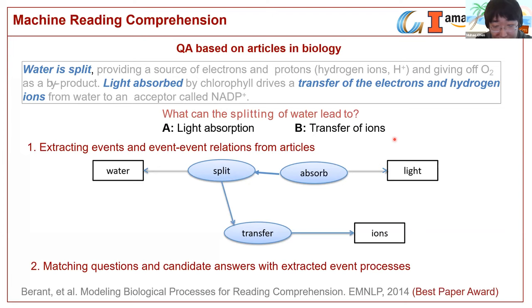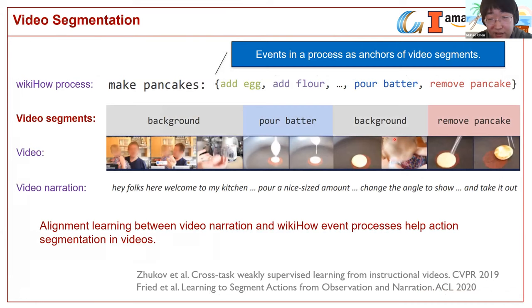Another key application is video segmentation. This task aims at understanding the content of a video, then splitting it into different relatively independent segments. For example, given a video about making a pancake, it may be split into segments talking about the background and different steps of cooking. In several recent works by Zhukov and Fried, this is done by first extracting the narration in the video, then aligning the narration to different steps of a WikiHow event process. In this way, different steps in a WikiHow event process naturally serve as anchors for video segmentation.